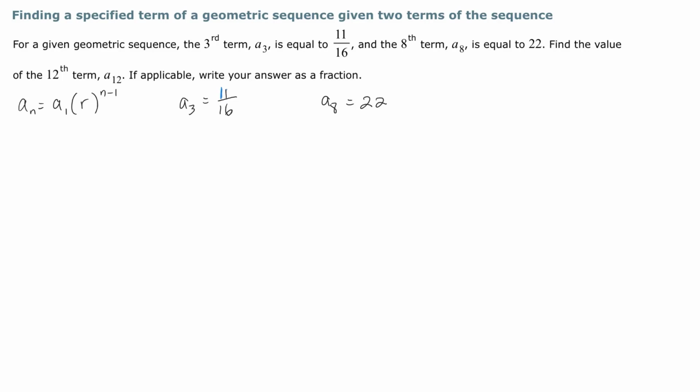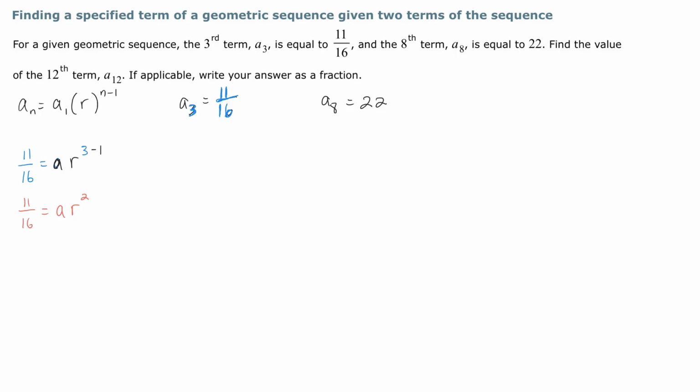So I'm going to highlight this. This is 11/16, and that occurs when n is equal to 3. So we're going to put 11/16 here, which is the output. And we have a sub 1 times r, and then we know what n is. N is 3, so 3 minus 1 is 2. So we get this equation: 11/16 is equal to a times r squared.